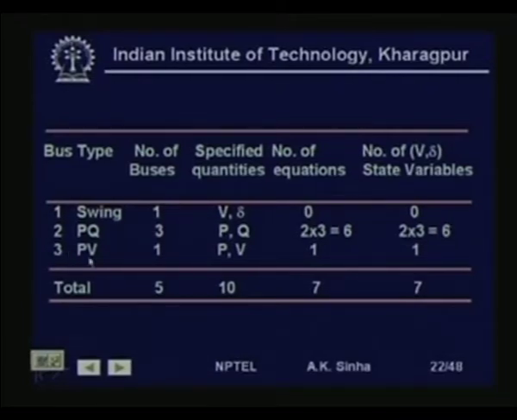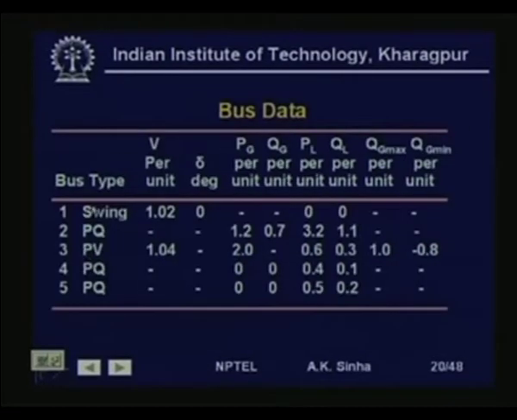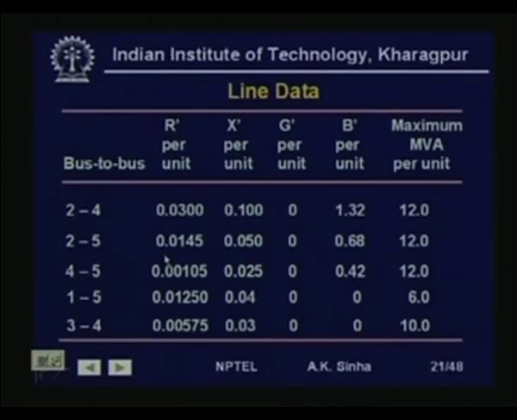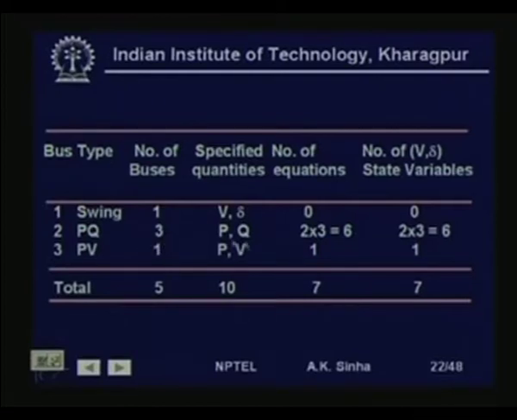For this system, we have one PV bus. If you look at the system here, we have one PV bus, bus 3, and so how many equations do we have? The specified quantities are P and V. Since V magnitude is known, the other state variable that we need to find is the delta for this bus. So, the number of equations is only for P, there is no equation for Q, because Q is a variable and V is what is specified.